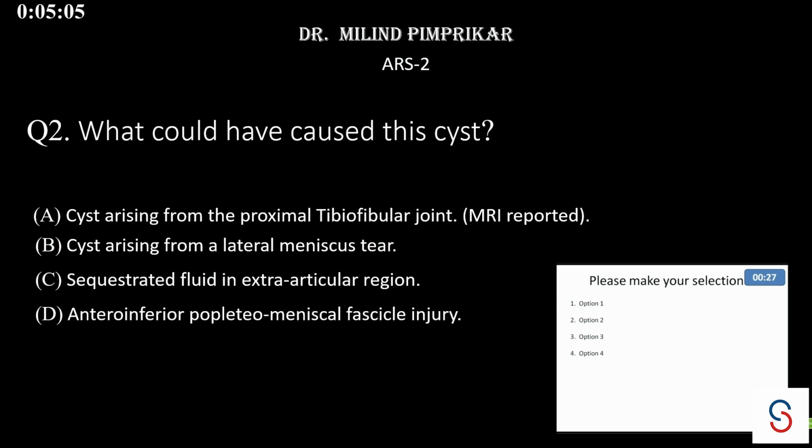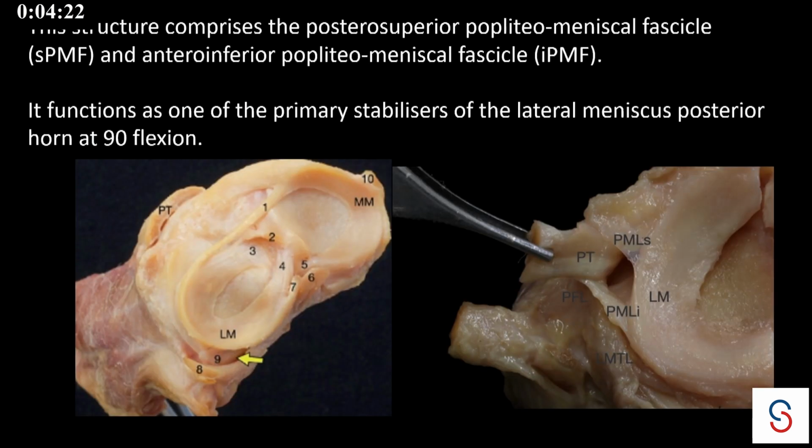The cyst arising from the proximal tibiofibular joint was actually reported by my MSK radiologist. Cyst arising from a lateral meniscus tear, sequestrated fluid in the extra-articular region, or anteroinferior popliteomeniscal fascicle injury. So it's a cyst arising from a lateral meniscus tear. More often than not, we really find these cysts arising from the lateral meniscus tear. But again, on MRI there was no demonstrable meniscal injury.